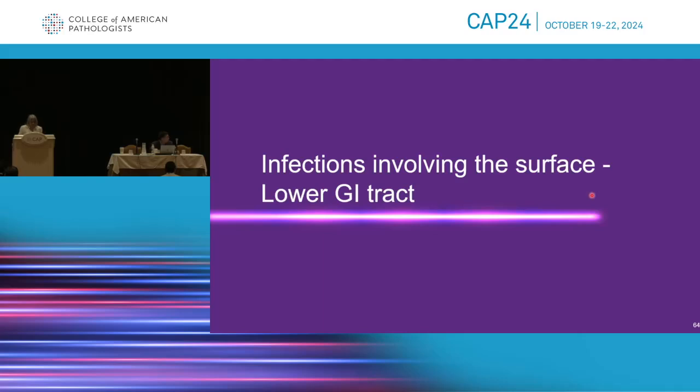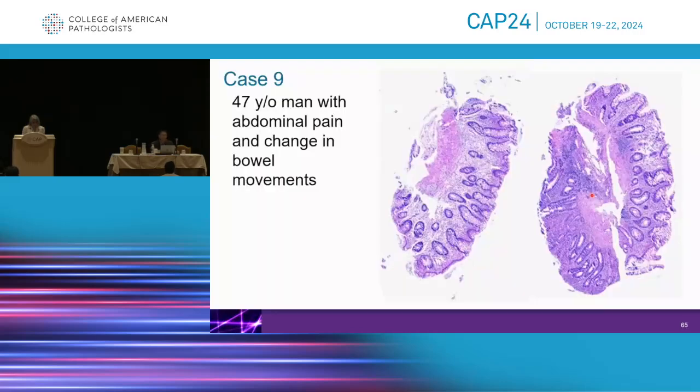All right. So let's move on to infections that involve the surface of the lower GI tract. So case number 9, this is a 47-year-old man with abdominal pain and a change in bowel movements. And you can appreciate the colonic mucosa here shows patchy inflammatory changes. This one is more normal in appearance. But here you see that there's an erosion with some chronic inflammatory infiltrate as well. And even maybe this hint of bridging of the crypts here.